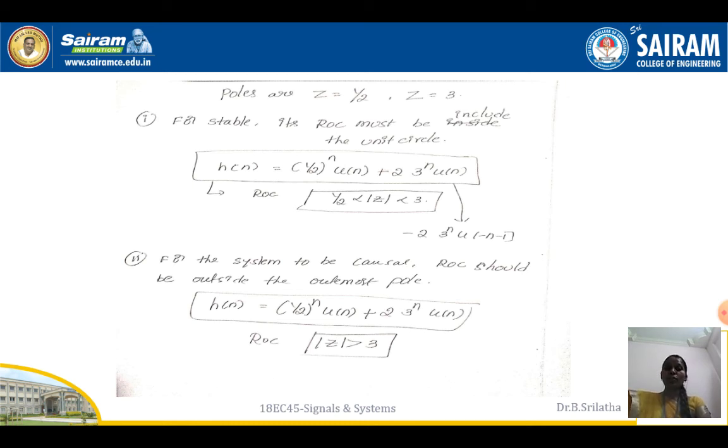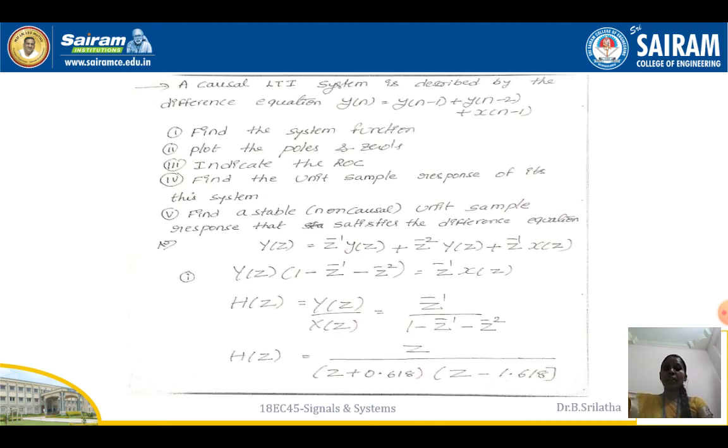The outermost pole is nothing but the bigger one, so this bigger one is 3. ROC should be outside the outermost pole. If it is a stable system, ROC should include the unit circle. If it is a causal system, ROC should be outside the outermost pole. Clear? Then next we'll see one more problem.